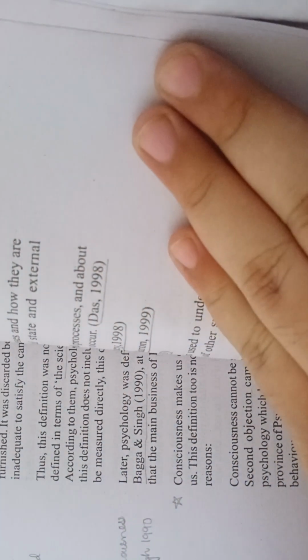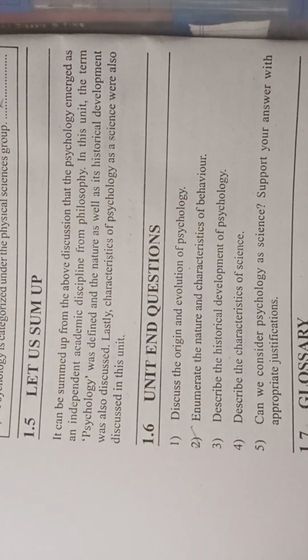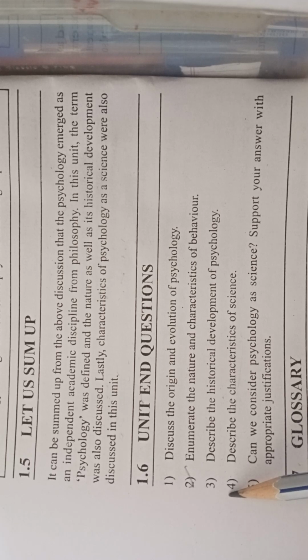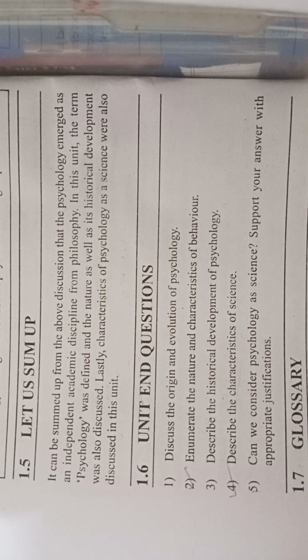like this. The first one, when it was philosophy, then science of mind, then science of consciousness, and then science of behavior, right? Describe the characteristics of science, very important. Can we consider psychology as a science? Support the answer with appropriate justification. This is also important. All the questions given at the back are extremely important.